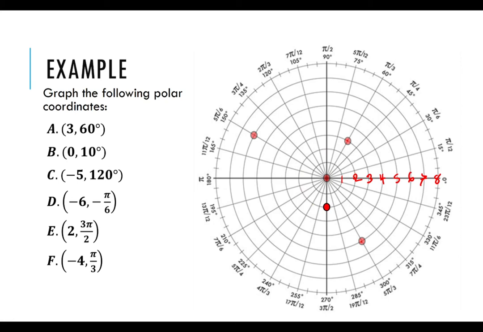There we are. Then let's go negative 4, 1, 2, 3, 4, and then a rotation of pi thirds. Pi thirds ends up then right here. And so there is our point F. That's how we plot polar coordinates.